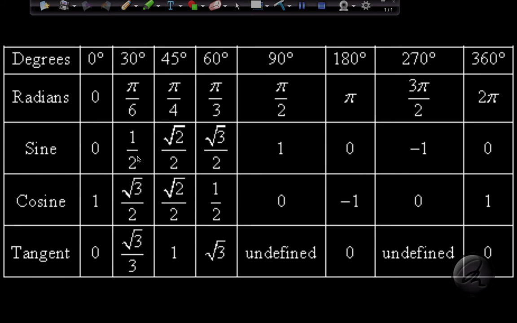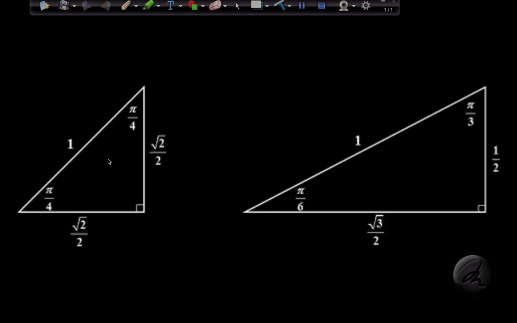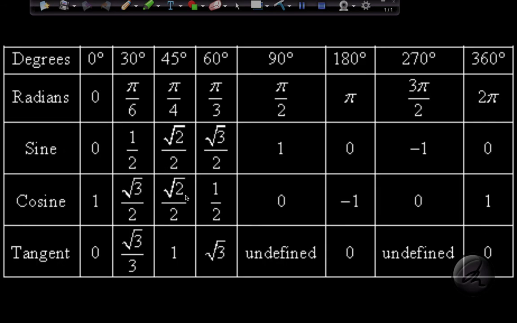But these particular outputs you're going to want to have committed to memory, and they come from these special right triangles. So the sine of pi over 6 is going to be a half, that's the opposite side. The sine of pi over 4 is going to be the square root of 2 over 2. So this chart simply gives us what those outputs of the trig functions are going to be, and those outputs of these trig functions are simply the length of the sides of a triangle. This is where we need to start connecting all of these ideas.